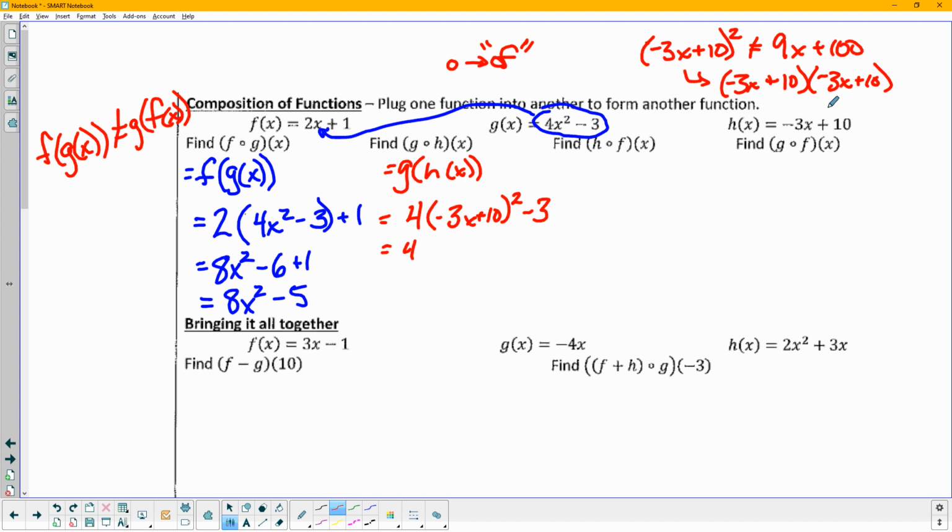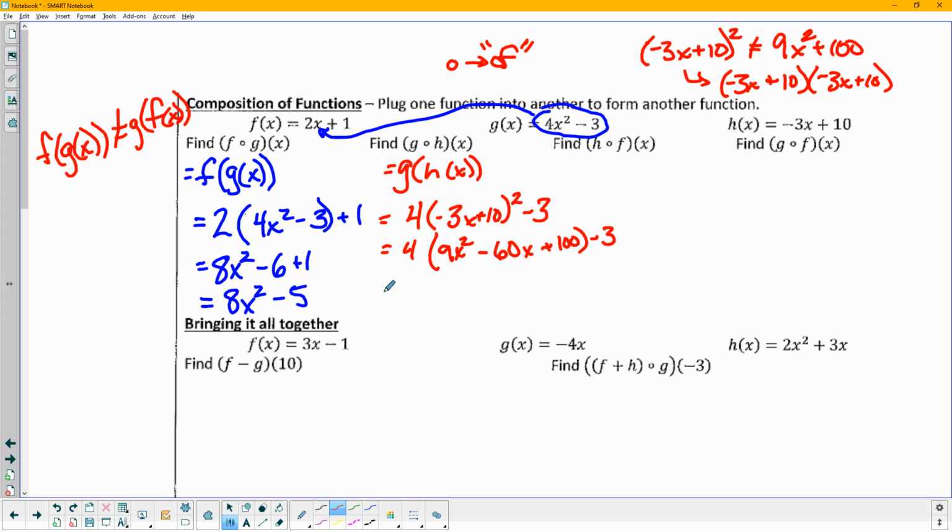And so we've got negative 3 times negative 3 is 9. So that's going to be 9x squared. Negative 3 times 10 is negative 30x. 10 times negative 3x is another negative 30x. So we have a negative 60x in there. And then we have our plus 100. Told you this problem was a little bit more interesting.